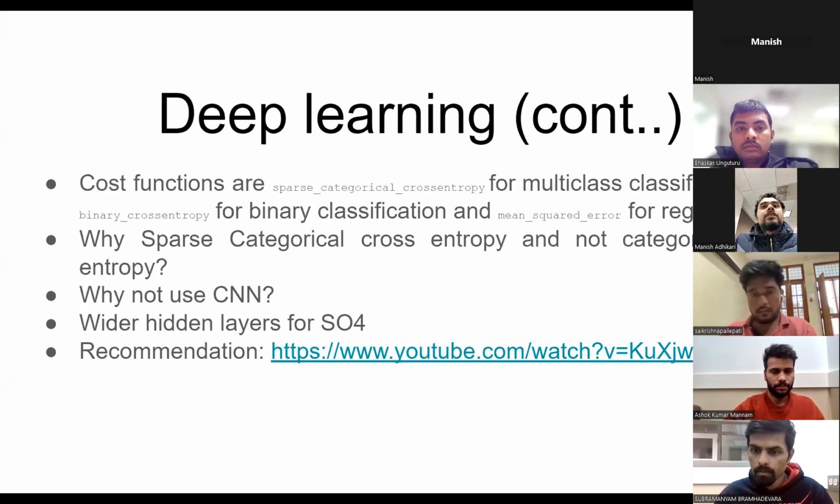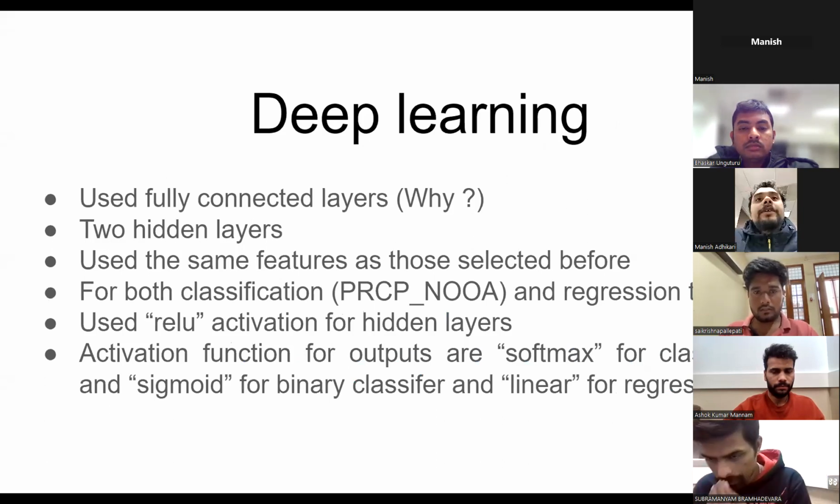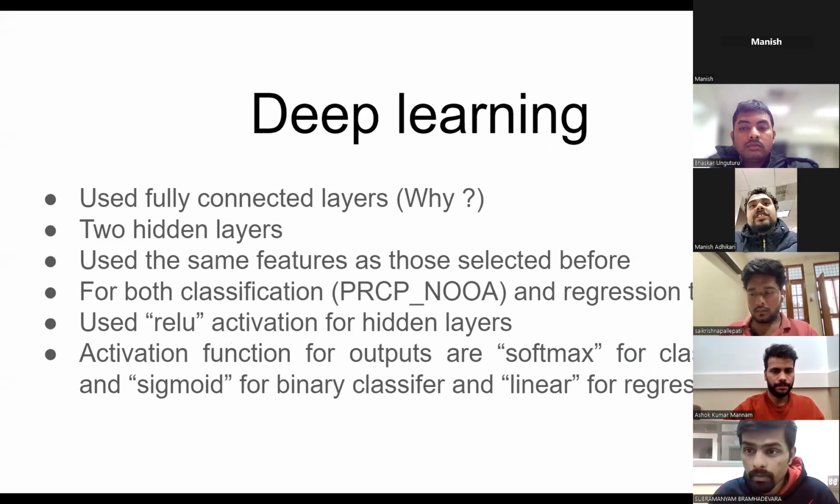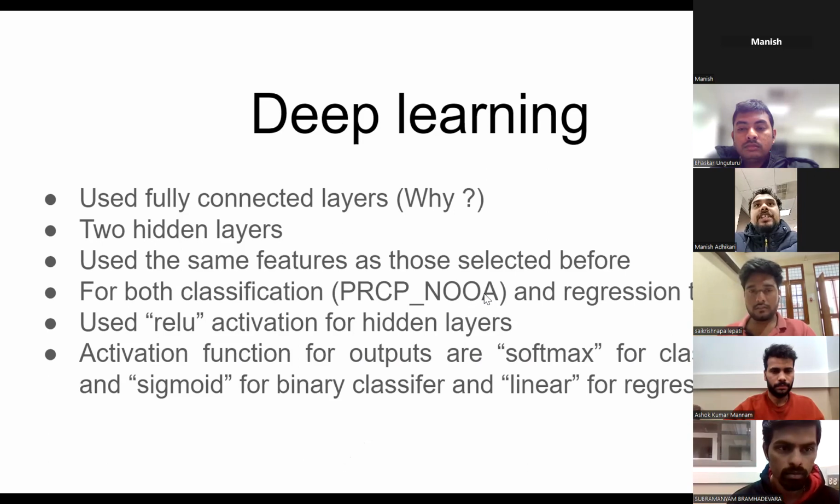Previous slide, please. I have built that for both classification and regression. We'll discuss later why we use classification for NOAA precipitation. The activation function we have used is ReLU, which is the default. For outputs, for multi-class classification it is softmax, for binary classification it's sigmoid, and for regression it's a linear output function because that just goes linearly. Next slide, please.